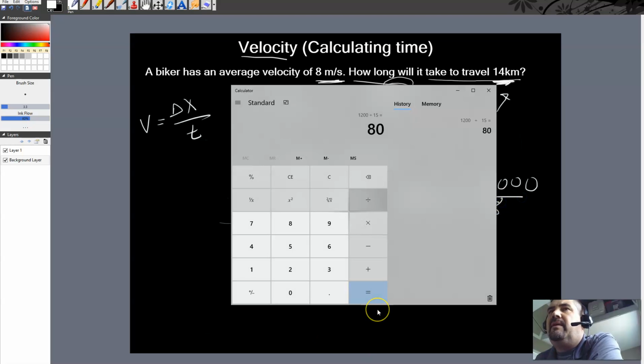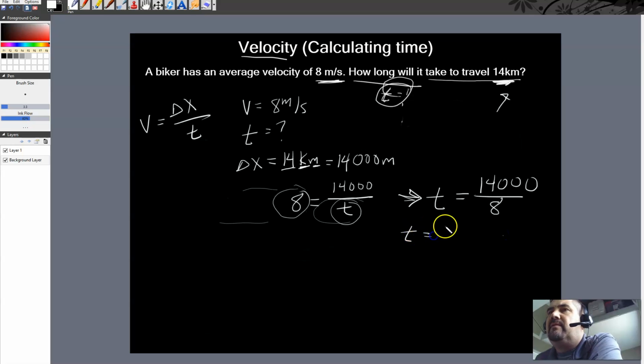Let's bring up a calculator, and we'll type in 14,000 divided by 8, which is 1750. So that's the answer, 1750 seconds. That's a lot of seconds, so that's fine. And that's the correct answer. In fact, if this was a Moodle quiz, you'd want to put in this value right here, 1750. You definitely want to put that in.